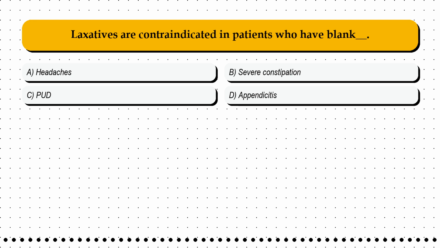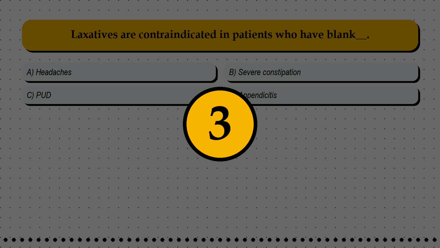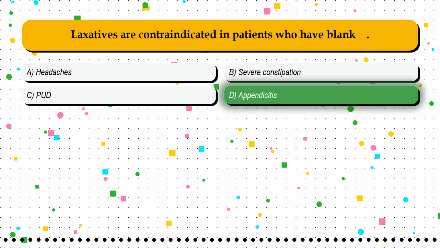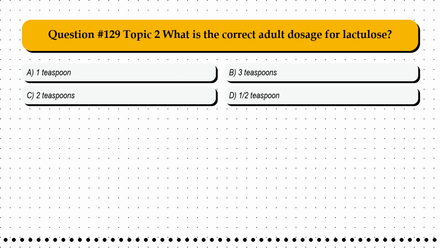Option A. Headaches. Option B. Severe constipation. Option C. PUD. Option D. Appendicitis. The correct answer is option D. Appendicitis. Question 127. What is the correct adult dosage for lactulose?